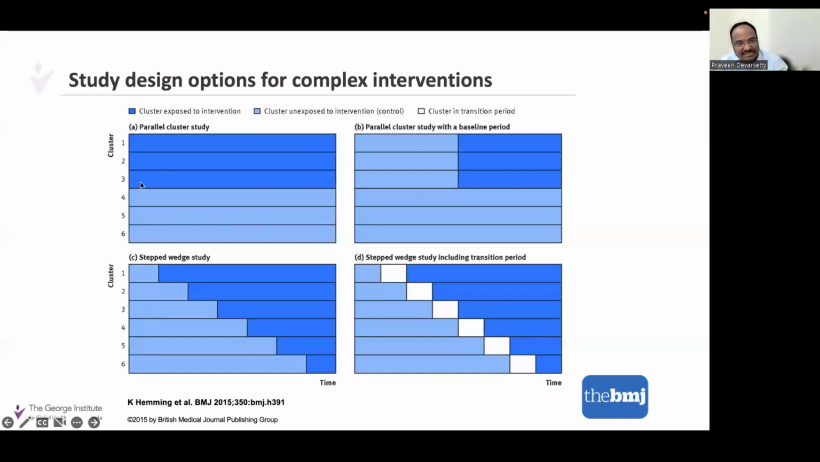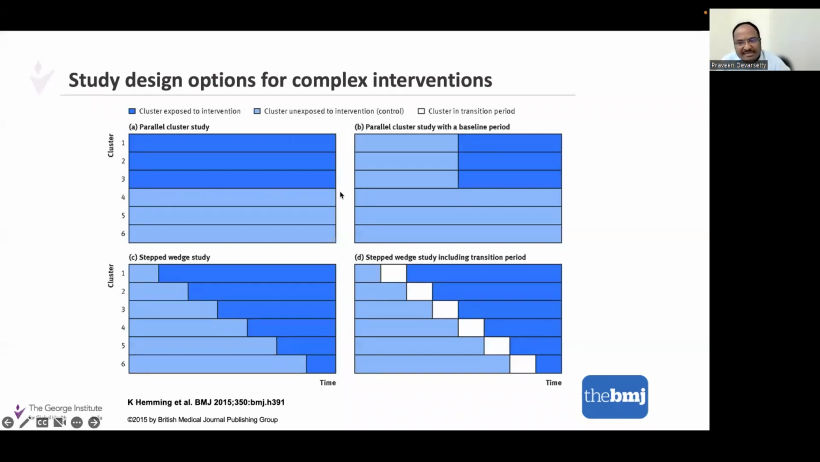So what we see in the first left upper graph is 3 clusters which have been randomized into the intervention and 3 into the control arm. We do a baseline, we give the intervention, and at the end line we evaluate the outcome.